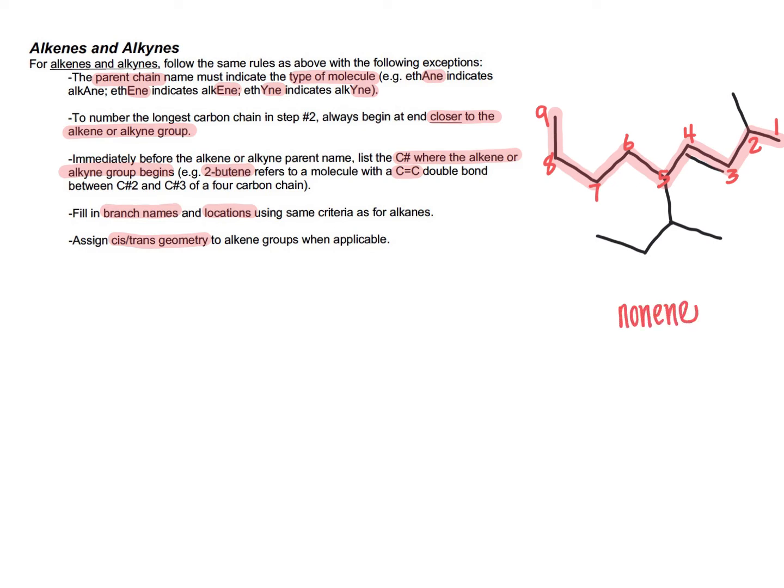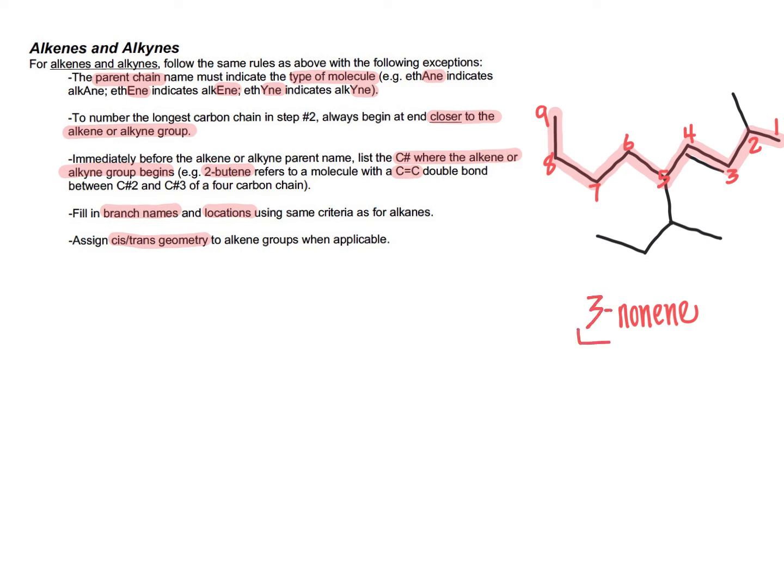That by itself is not quite enough, because due to the fact that there's a double bond there, we need to specify where that double bond starts. It starts at carbon 3. Carbon 3 is the lower of the 2 numbers there. So that's what we call the starting point for that. So we would call this 3-nonene.